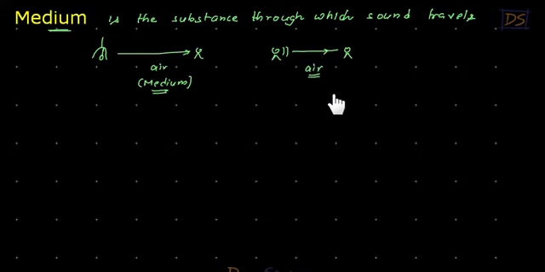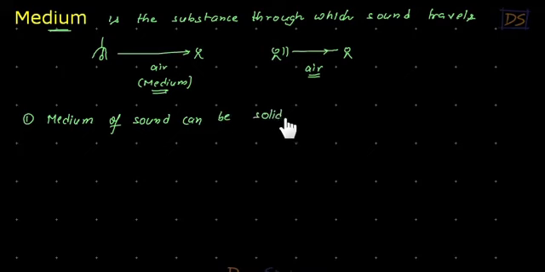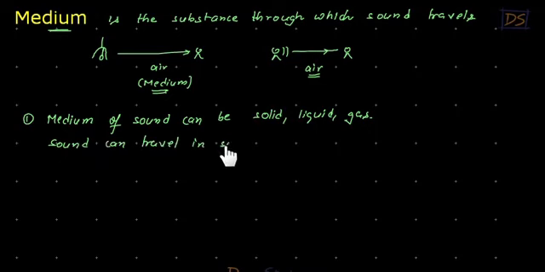Now, let me tell you a very interesting and very important point, students: the medium of sound can be solid, liquid, or gas. What it means is that sound can travel in solids, liquids, and gases, students. It's a very important point that sound can travel in all the three forms of matter, that is solids, liquids, and gases. Now let me explain all these three.